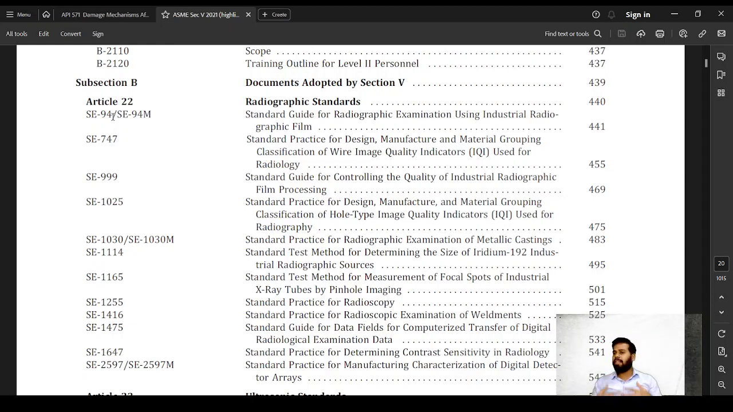There are many more documents for various types of non-destructive examination. These are not that important. Subsection B is not that important from the examination perspective. But obviously, when you are making a procedure, qualifying a procedure, or taking a qualification examination, in those cases ASTM codes are also going to be taken into consideration when they are in subsection B, and also in subsection A, whatever requirement is given for the testing method, that obviously has to be followed.